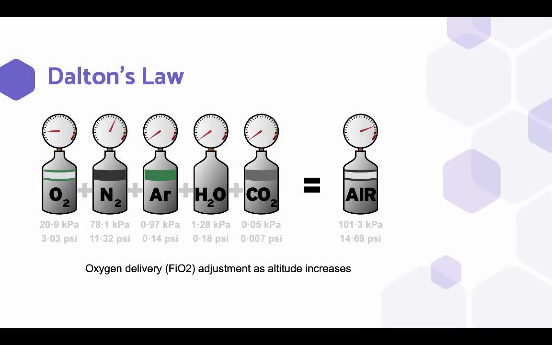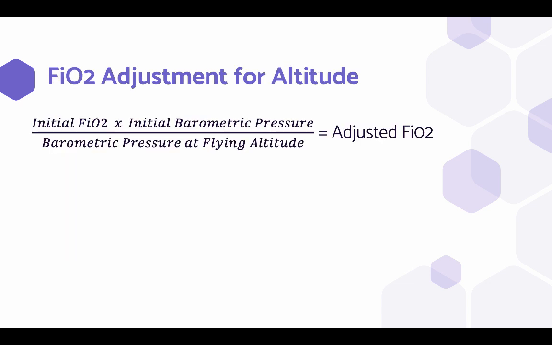This becomes very important as we increase our altitude, because we have to adjust our oxygen delivery as altitude increases. And there's a pretty quick and easy formula for adjusting FiO2, or the oxygen delivery, to our patient. We take our initial FiO2, multiply that by our initial barometric pressure where we're starting, and then divide it by the barometric pressure at which we are flying.